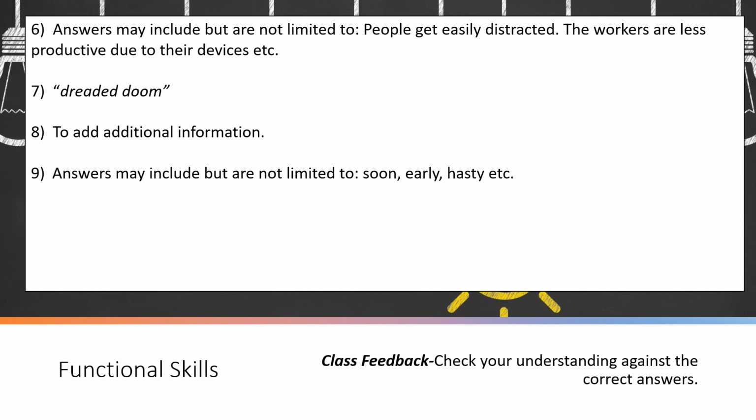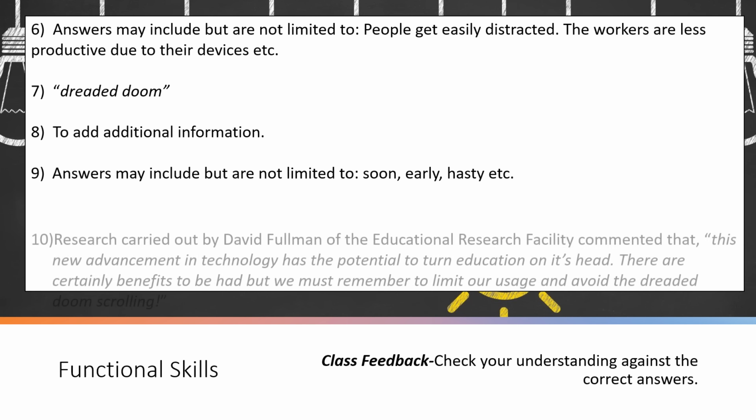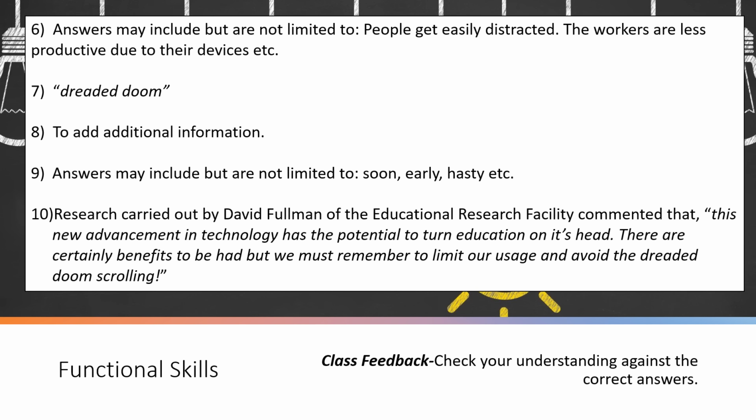And our final one, number 10, look at text A, identify one example of a professional opinion. So if you're not too sure what we mean by this, a professional opinion is where it's someone's view that's come from a position of authority on the subject. So our answer would be then, research carried out by David Fulham of the Educational Research Facility commented that this new advancement in technology has the potential to turn education on its head. There are certain benefits to be had, but we must remember to limit our usage and avoid the dreaded doom scrolling.